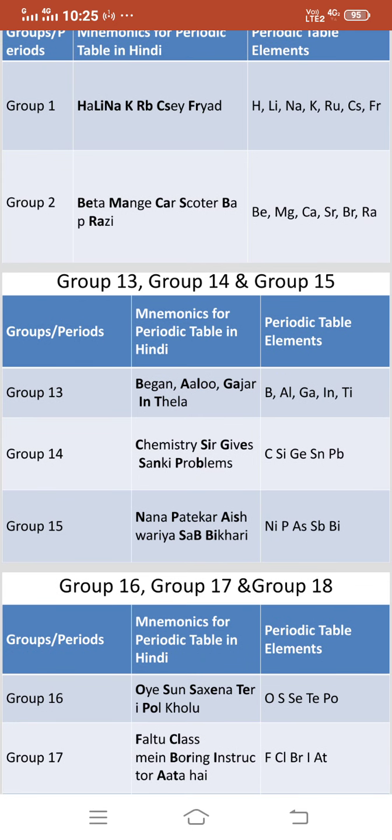Now the group 14 mnemonic. Chemistry sir gives Sankey problems. So here chemistry represents carbon, sir represents silicon, gives germanium, Sankey tin, and problems for lead.